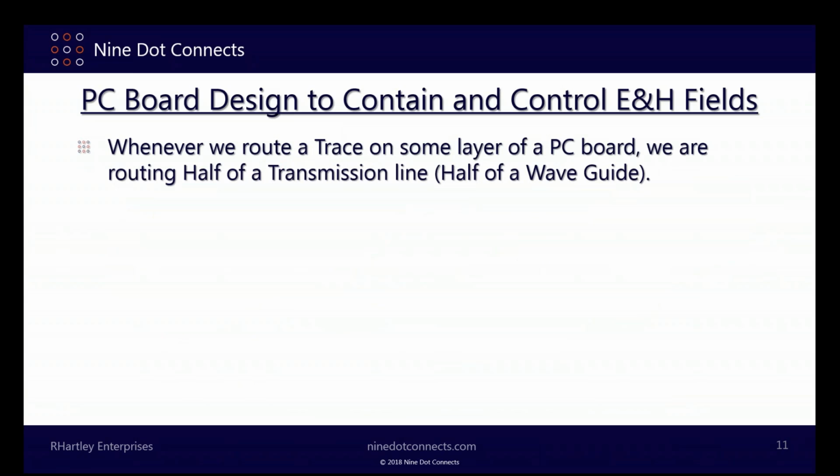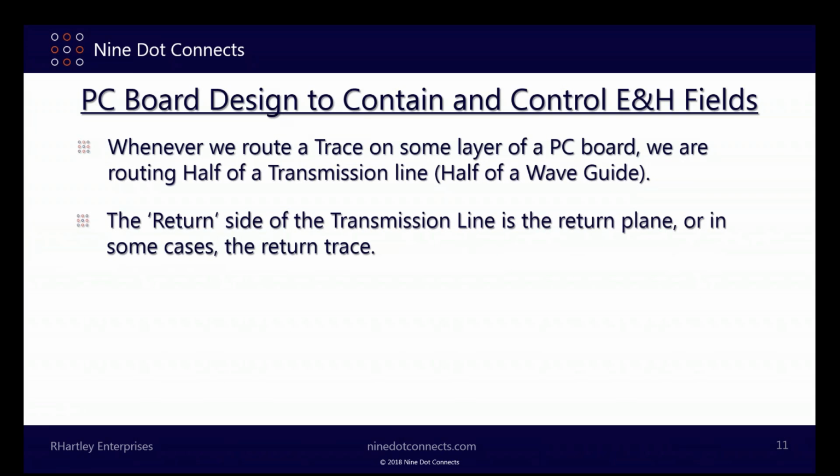So whenever we route a trace on some layer of a PC board, we are basically routing half of a transmission line, or half of a waveguide, however you choose to look at it. The return side of the transmission line is a return plane, or in some cases, a return trace. You can route two traces side by side. One of them can be the signal, and the other, we'll call it ground for the sake of discussion, can be the ground line or a return line. They can be side by side, which is called a coplanar waveguide. They can be one over the other, which is an adjacent layer waveguide, or they can be a trace relative to a plane. These are all features that are referred to by people in the know as waveguides.